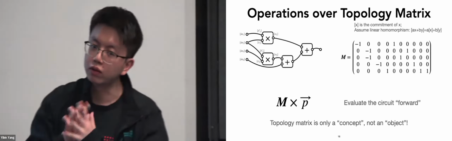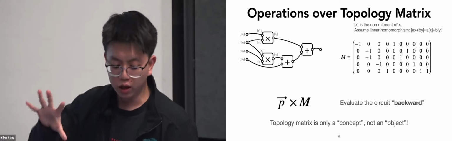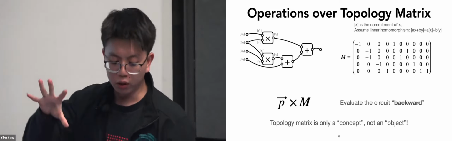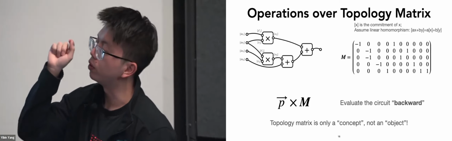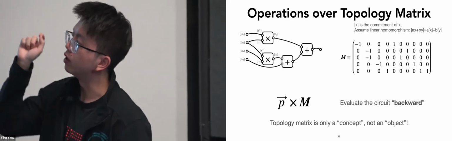What's more cool is that you can not only evaluate M times P, you can also evaluate P times M, putting P on the left-hand side. It will take a while to understand why this is true, but basically, when you multiply on the left-hand side, you go from the output to the input. So if you want to compute P times M, you evaluate the circuit backward, not forward.